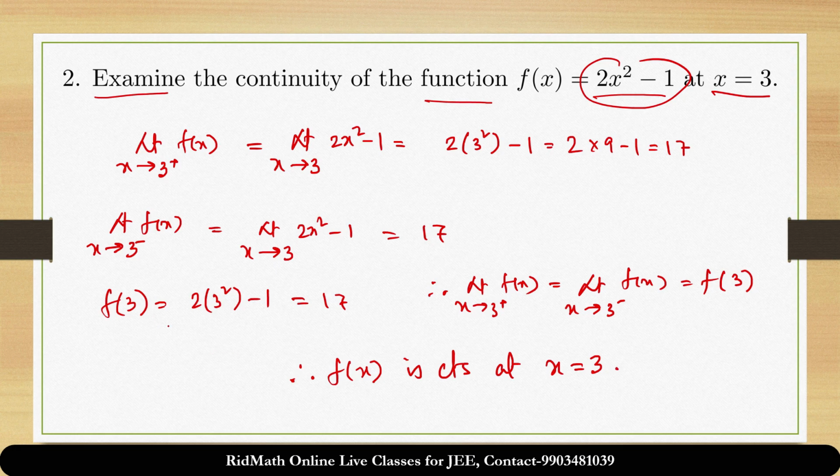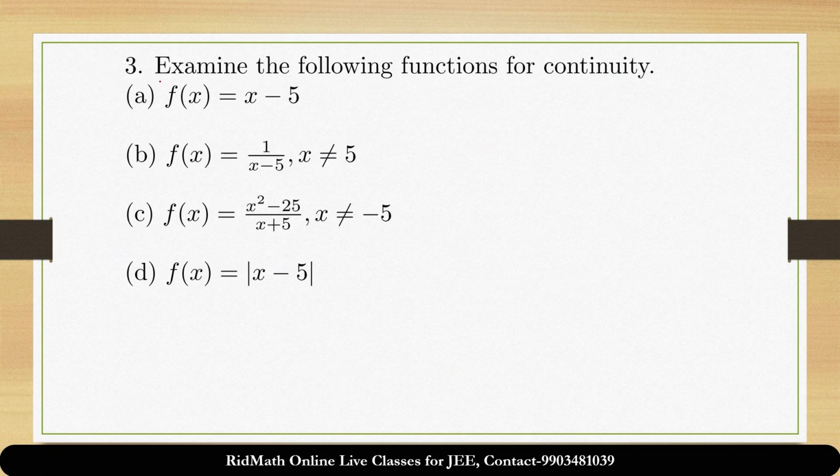Observe, in the previous problem that was 5x − 3, and this is also 2x² − 1, and observe that these two are polynomials. So from this we can conclude that the polynomial function is continuous throughout the real numbers. Next problem, problem number 3, examine the following functions for continuity.